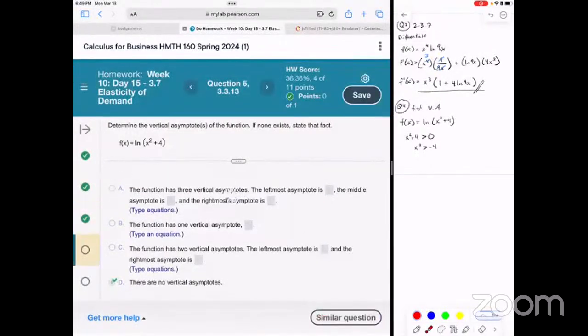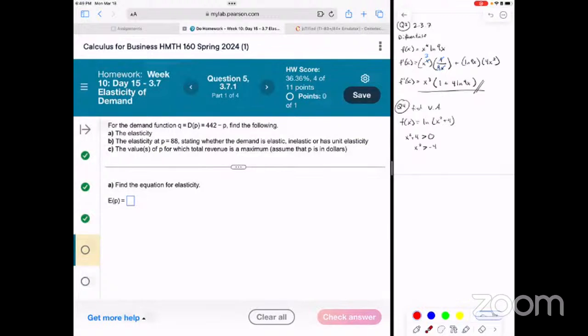For this demand function, find the elasticity. Find the elasticity when P is 88. And this, let me see. Inelastic. I think inelastic was the first one. I've got to look back at the notes. It's actually up here. Let me look at it real quick.